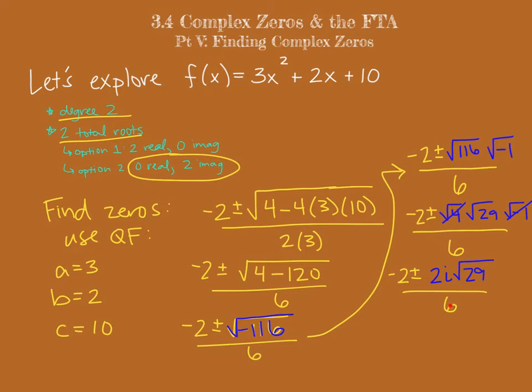-2, 2, and 6. Yes, we can do the simplification here and divide them all by 2. When we divide them by 2, this will turn into a -1. This will turn into a 1, so we don't need to write it. And the 6 will turn into a 3. And we can leave our answers just like this. But note that these are our two imaginary roots. The plus or minus gives us those two solutions.